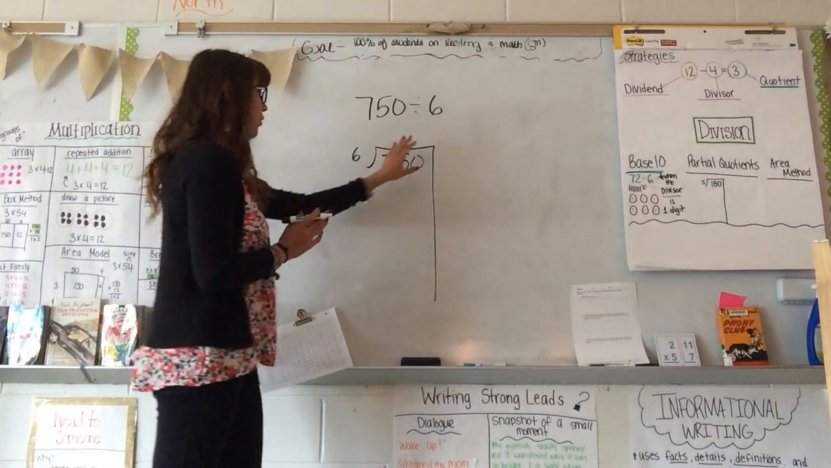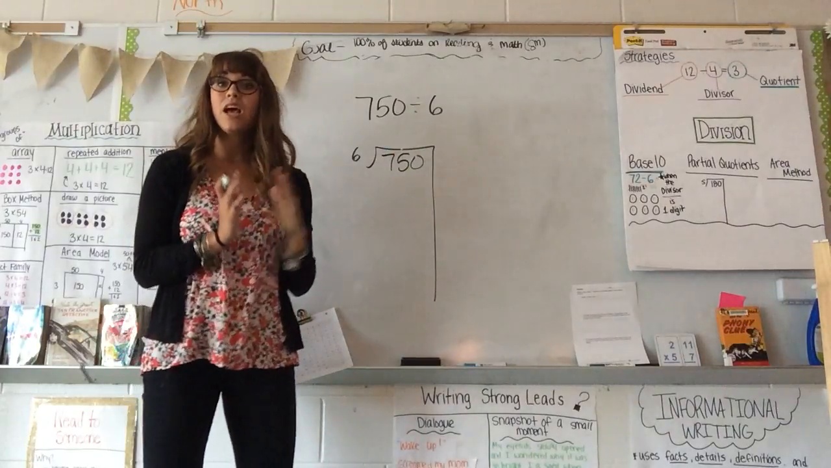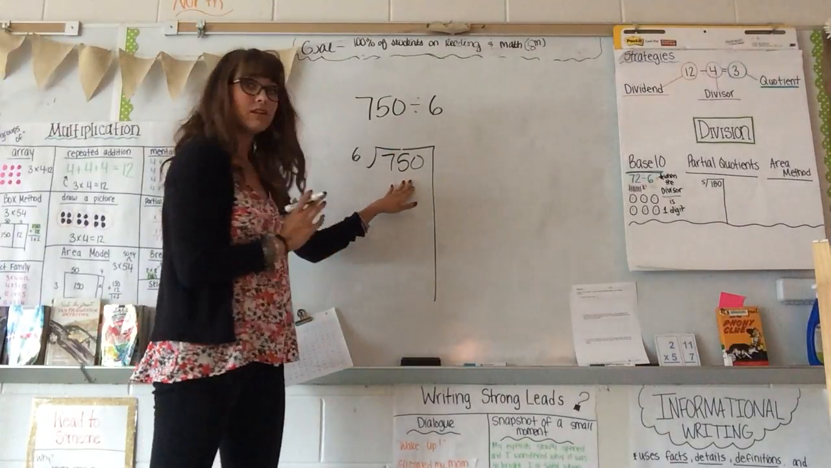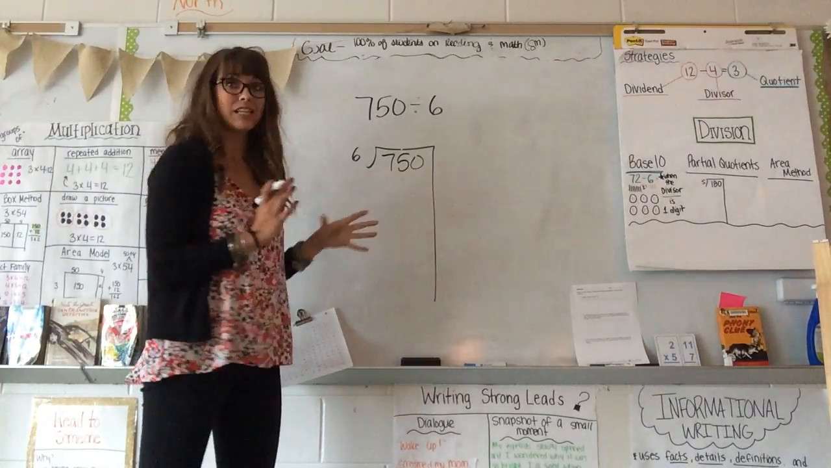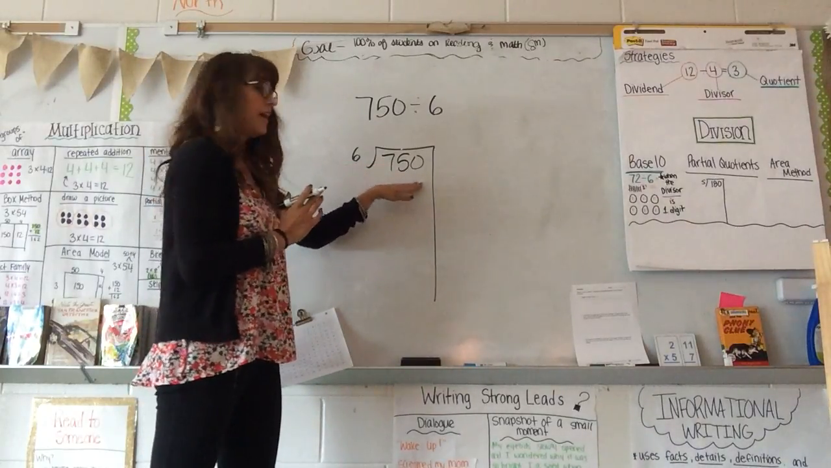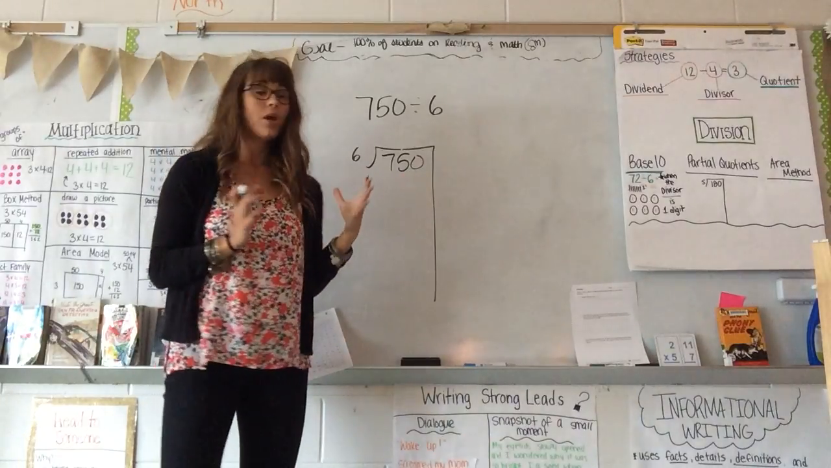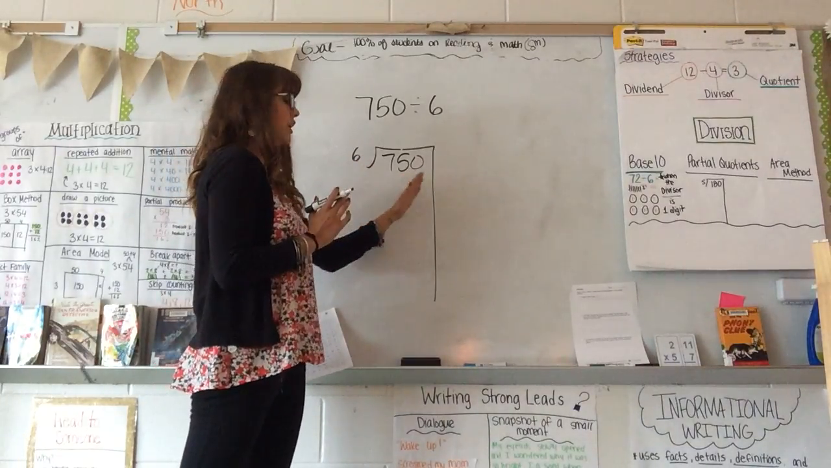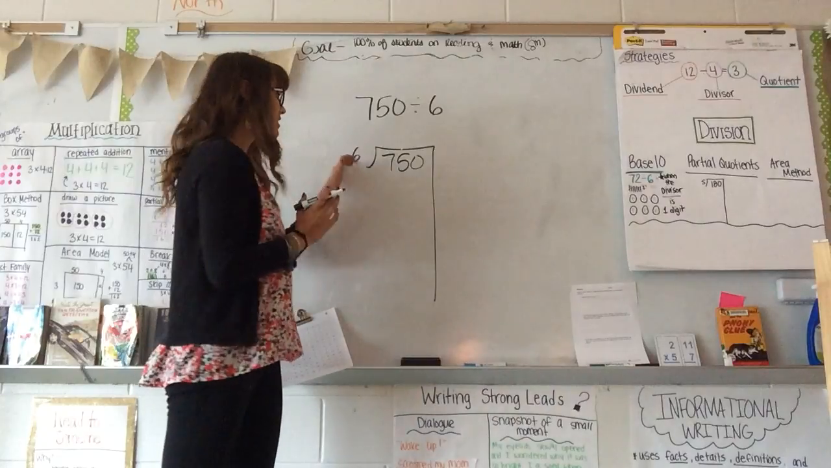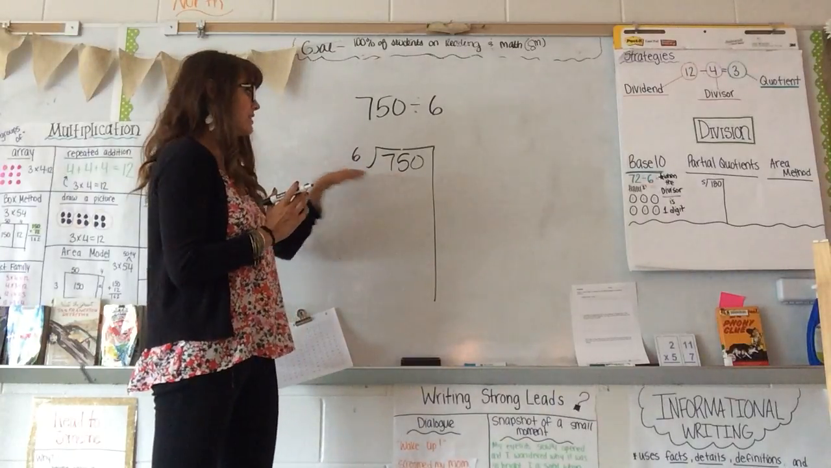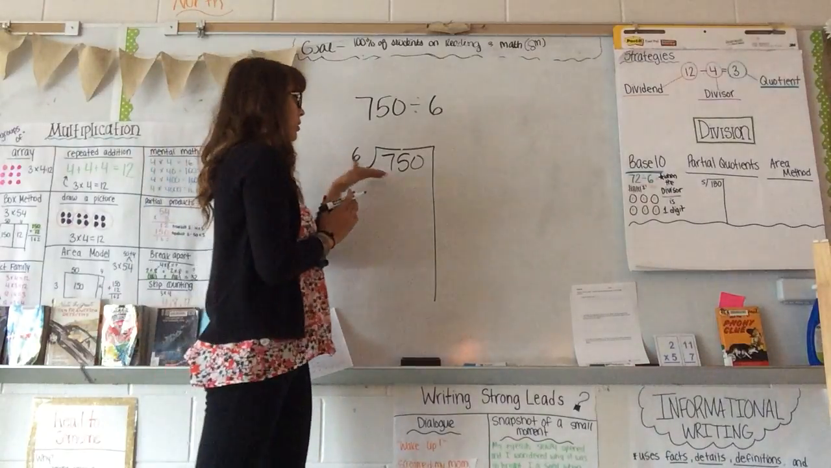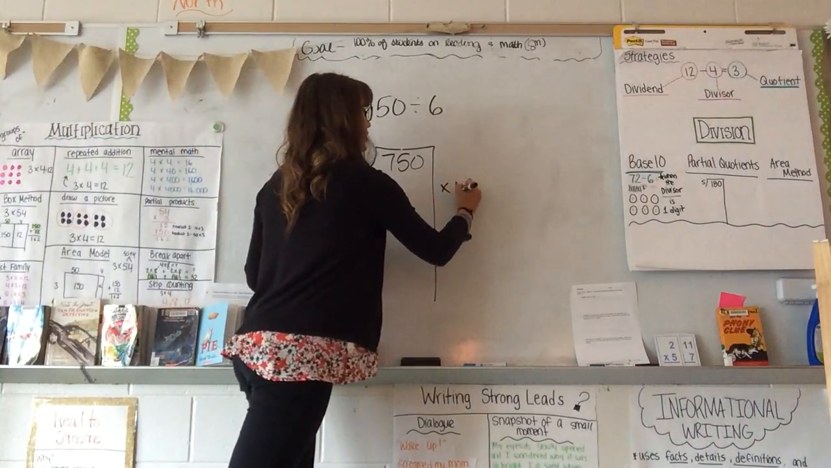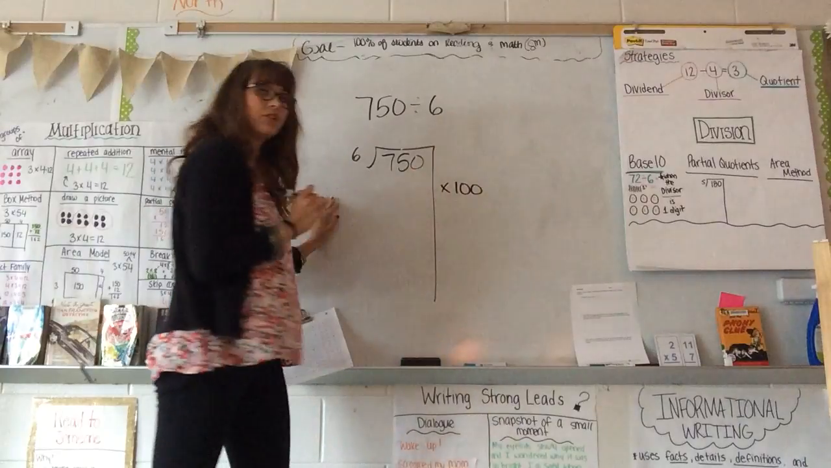We're not going to only look at that 7. We're going to think of it as 750, the way that the number actually is. And I'm not saying 750 as the number, but 700 and then 50 more. And I'm only going to try to make 700 first because I know that 6 goes into 7 and 6 goes into 700 by multiplying by 100. So I'm going to write times 100 here.